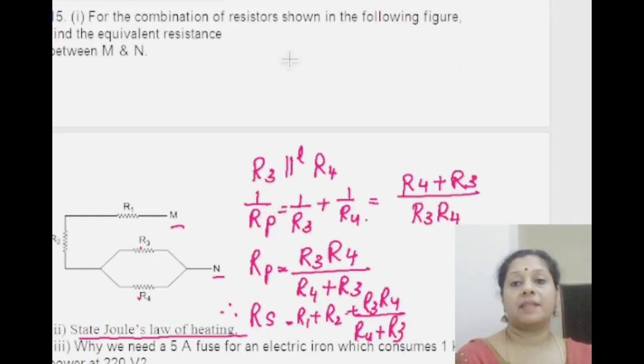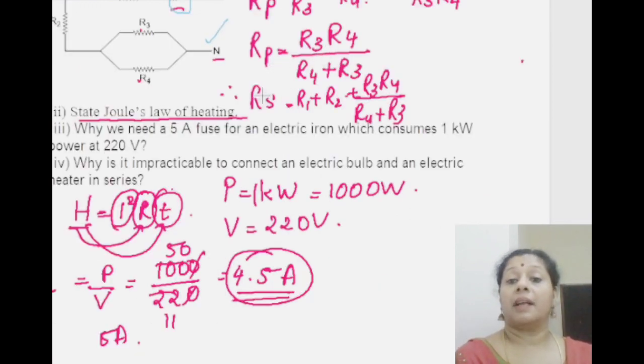Here we have a combination of resistors. The equivalent resistance between M and N we have to find out. So here we know that R3 and R4 are parallel. The other two are in series to that. So first we will find out the effective resistance between R3 and R4, which are parallel. So 1 by Rp is equal to 1 by R3 plus 1 by R4. But here we don't have any value, so we know that LCM can be taken as R3 into R4. On top, by dividing with LCM, we will get R4 plus R3. Right? So now Rp will be the reciprocal of this, that is R3 into R4 upon R4 plus R3. That is Rs, now R1 plus R2 plus R3 R4 upon R4 plus R3. Series means we are adding all these values together.